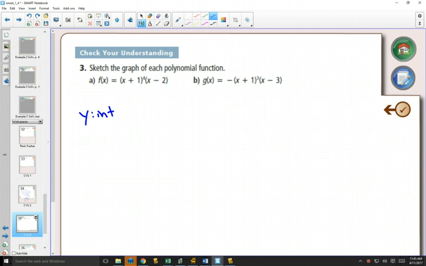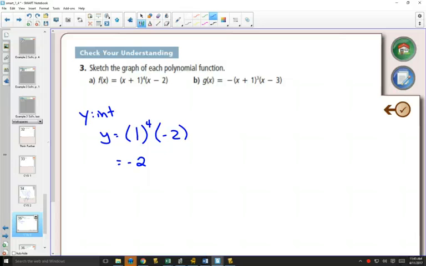Y-intercept's really easy. You just plug 0 in for x. It's going to equal, well, when I plug in 0 for x, the first factor is going to be 1, 1 to the power 4. Second factor is -2. When I multiply that all out, I have a y-intercept at -2.